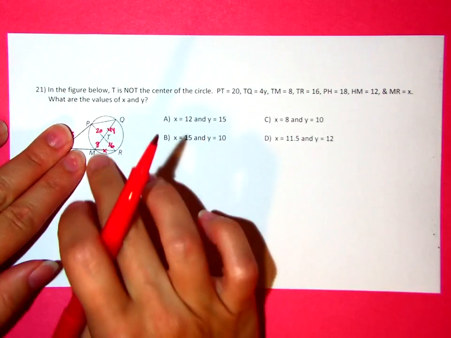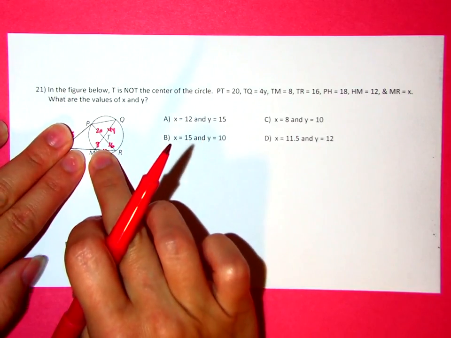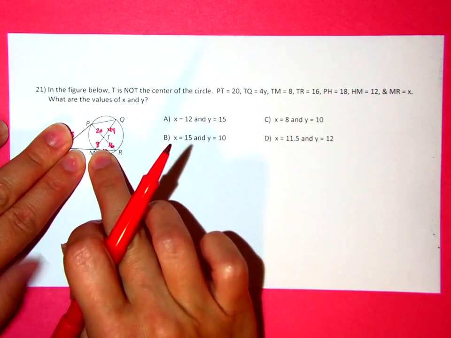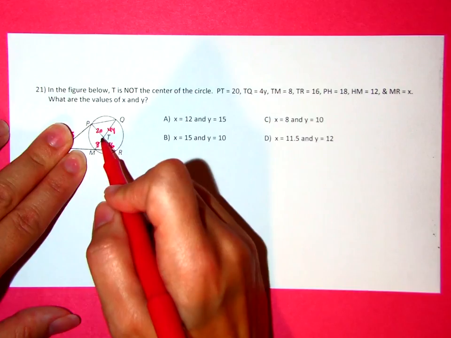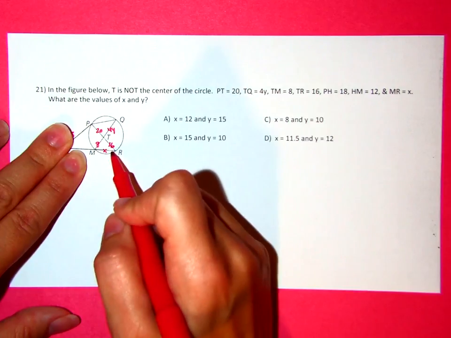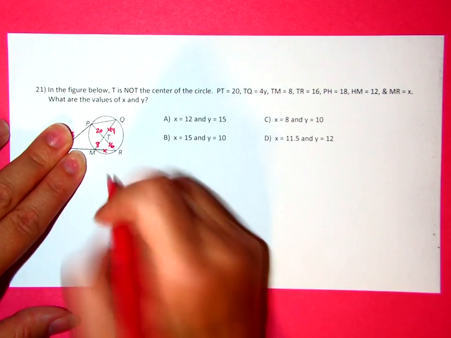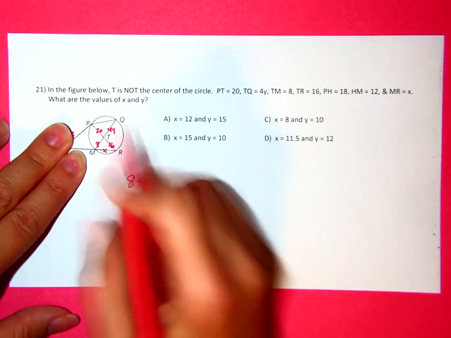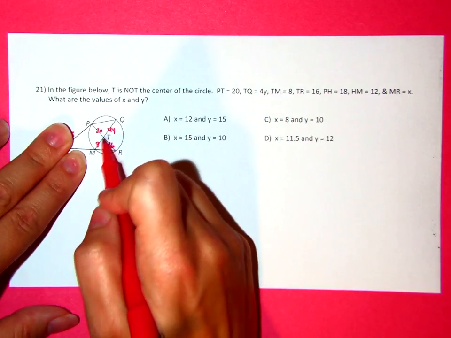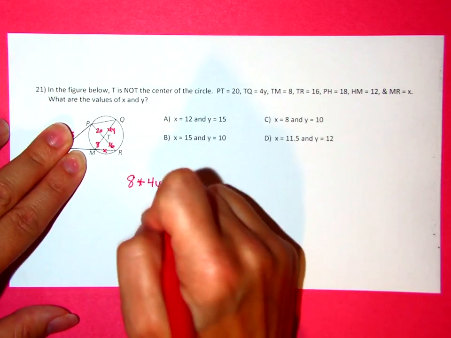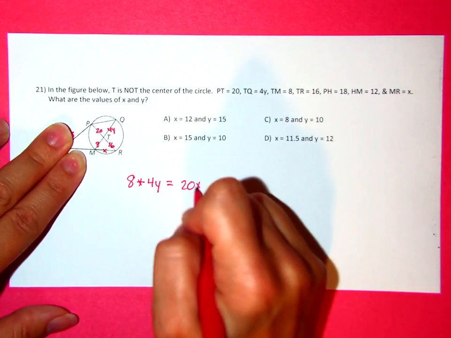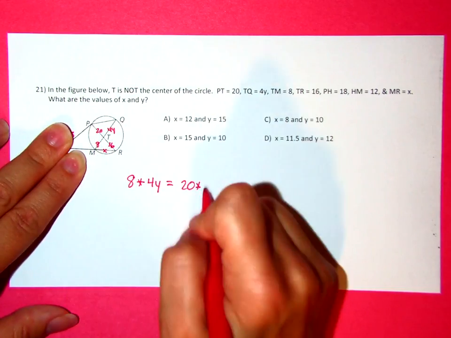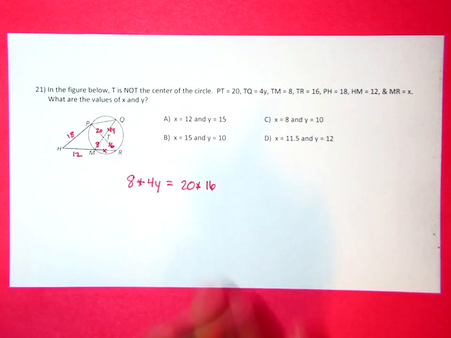So if we cover this up and we go back to these segments on the inside, one of the properties we have inside a circle is that if the segments cross each other inside, then it's part times part equals part times part. So we're going to start with MT as a part times the rest of the segment, which would be this part TQ, so part times part equals this part PT times the rest of that segment part. And now we're going to solve for Y.